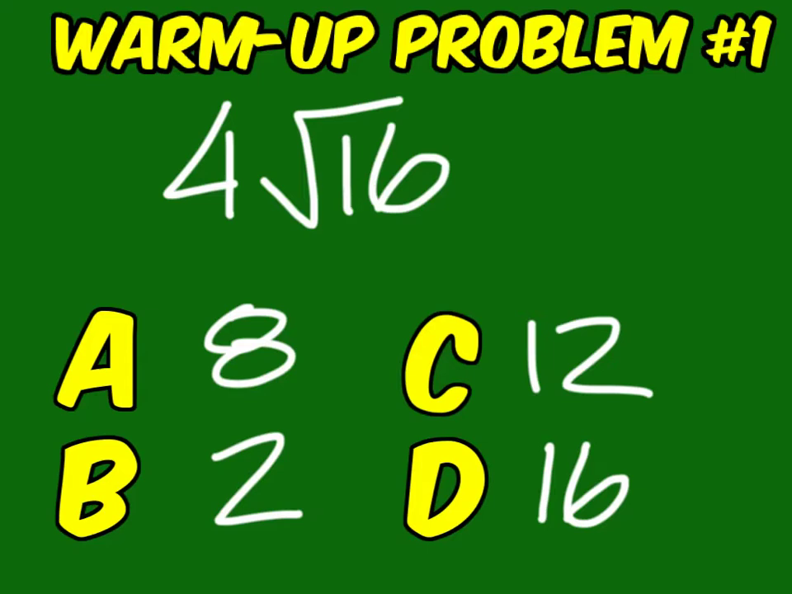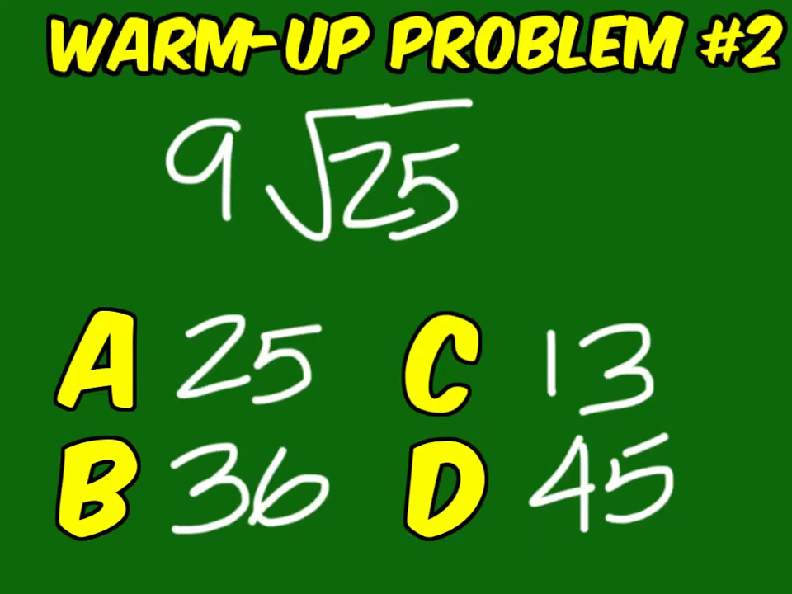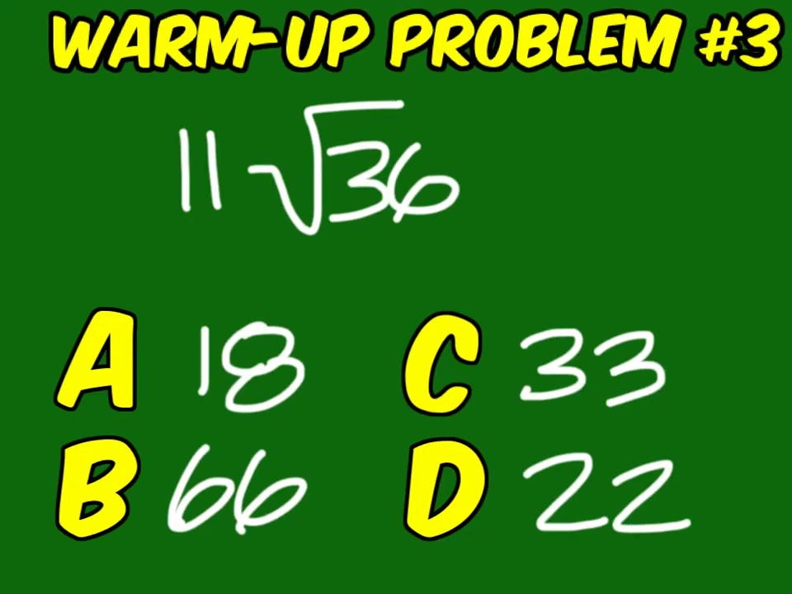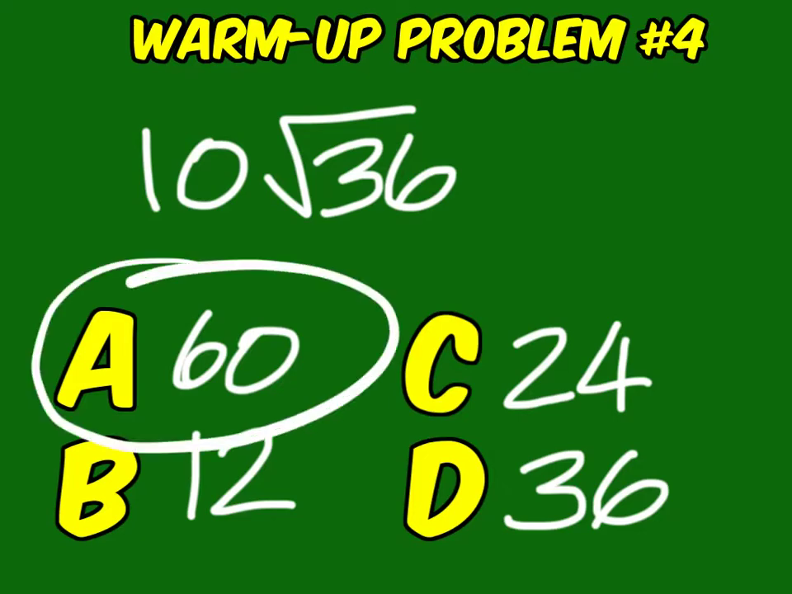Answer should be D. Square root of 16 is 4 times 4 is 16. Answer on this one is 45. Answer on this one is B. Answer on this one should be A.